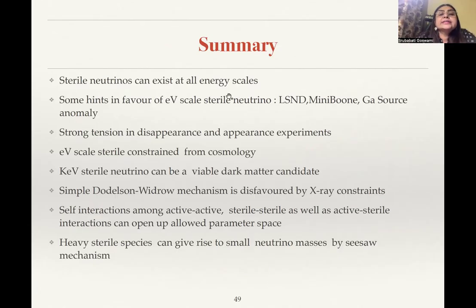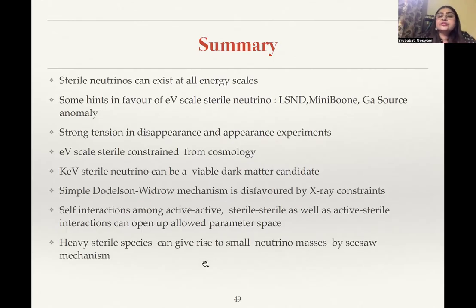So this brings me to the summary of my talk. The sterile neutrinos can exist at all energy scales. There are some hints in favor of eV scale sterile neutrinos coming from LSND, MiniBooNE, and gallium source experiments. However, there is strong tension between disappearance and appearance experiments. The eV scale sterile is constrained by cosmology, and the keV scale sterile neutrino can be a viable dark matter candidate. However, the simple Dodelson-Widrow oscillation-induced mechanism of producing sterile neutrino dark matter is disfavored by X-ray and relic density constraints. But self-interactions among neutrinos can open up allowed parameter space, and heavy sterile species can give rise to small neutrino masses by the seesaw mechanism.